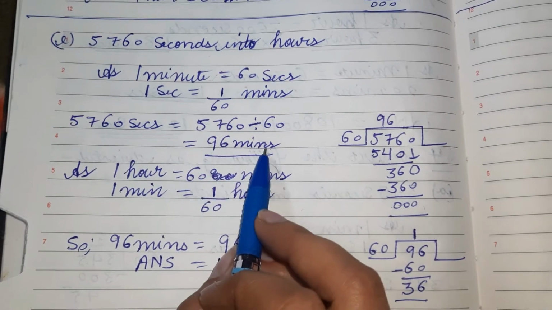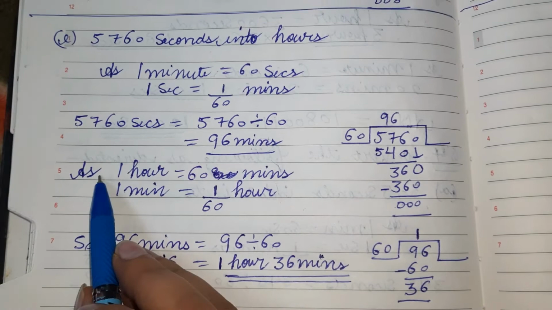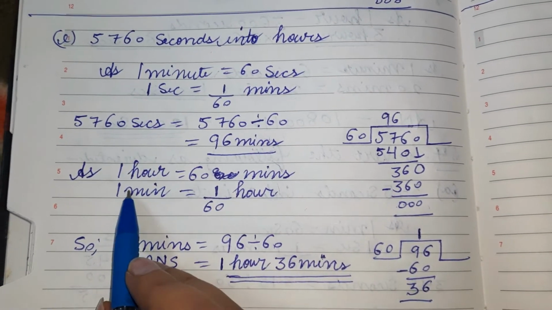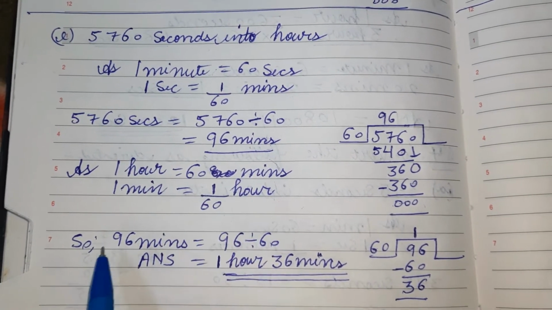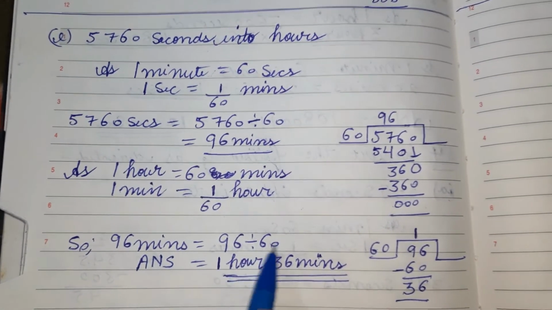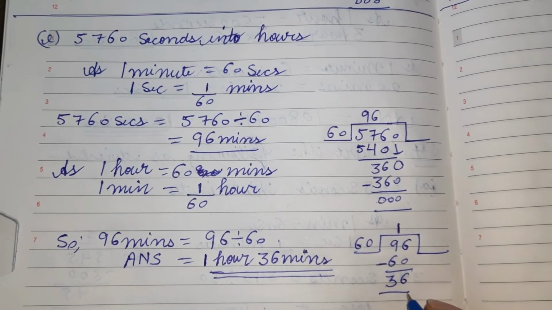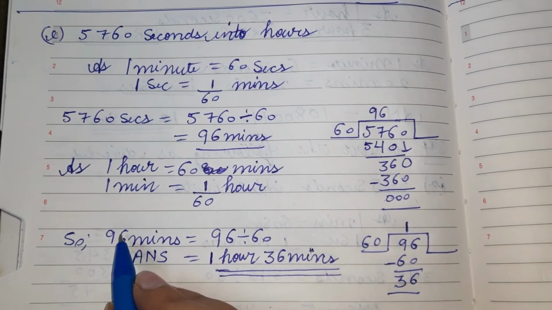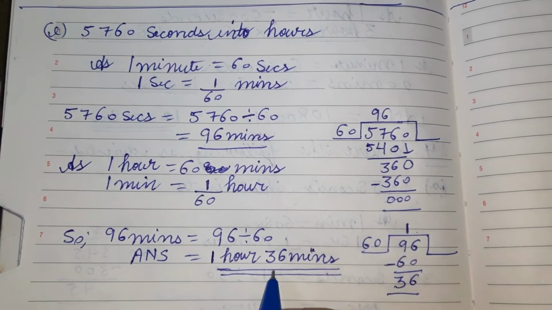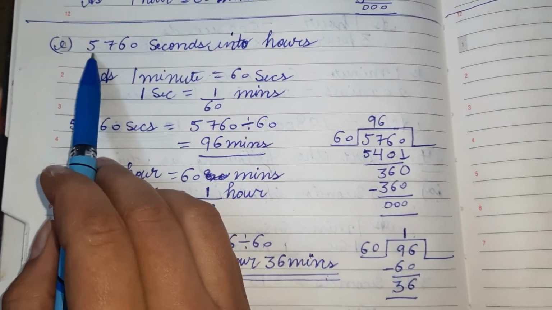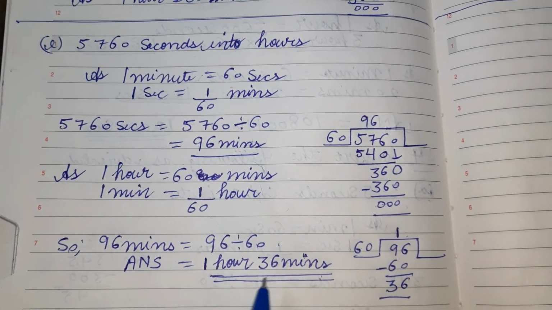Now convert this answer again into hours by dividing again by 60. As 1 hour is equal to 60 minutes, 1 minute is equal to 1 upon 60 hours. This denotes division. So 96 minutes will be equal to 96 divided by 60. Again divide this number by 60. You will get 1 as the quotient and 36 as remainder. This denotes that 96 minutes is equal to 1 hour and 36 minutes. So the whole answer, 5760 seconds, we have converted into hours. It is equal to 1 hour and 36 minutes.